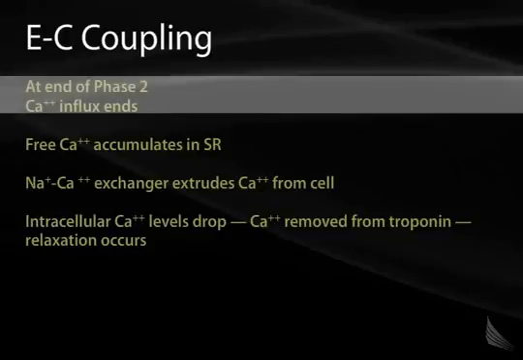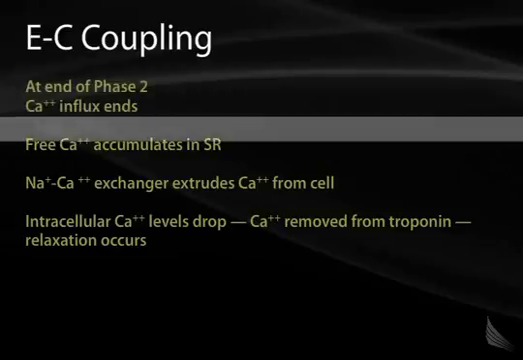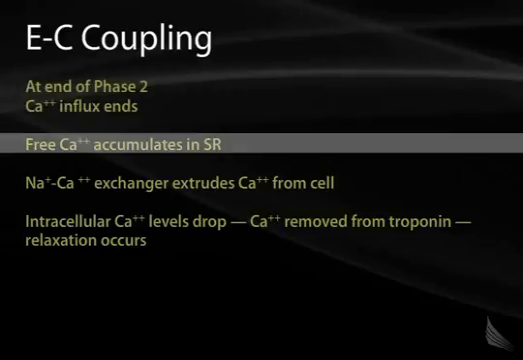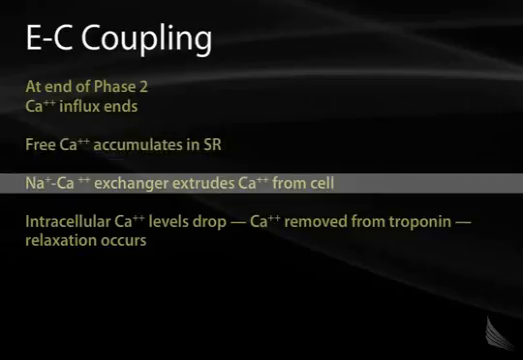At the end of phase 2, however, the calcium influx ends. That calcium is either pumped out of the cell or it is pumped into the sarcoplasmic reticulum, a storage compartment inside the cardiac cell, which is similar to an endoplasmic reticulum in a normal cell. The sodium-calcium exchanger is a protein located both on the external surface of the cell as well as on the sarcoplasmic reticulum. The sodium on the outside of the cell pumps into the cell as calcium is pumped out of the cell.